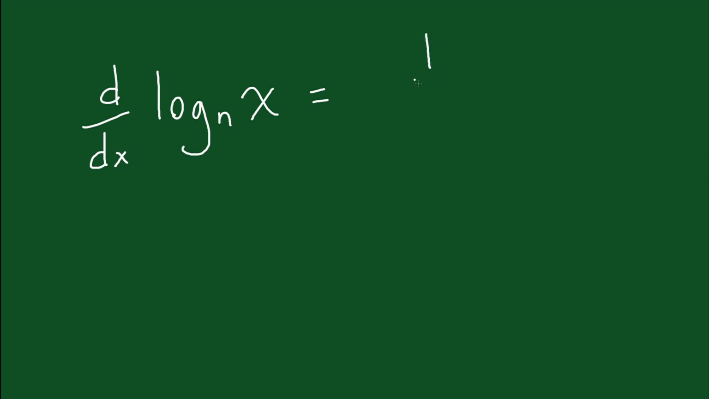Well, all that's going to happen is it will become 1 over x multiplied by the natural logarithm of that base n. And there are various proofs as to why this happens. I might make a video on that one day. But for now, just know that this is the rule.